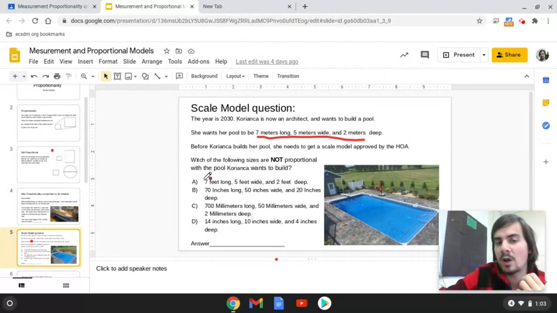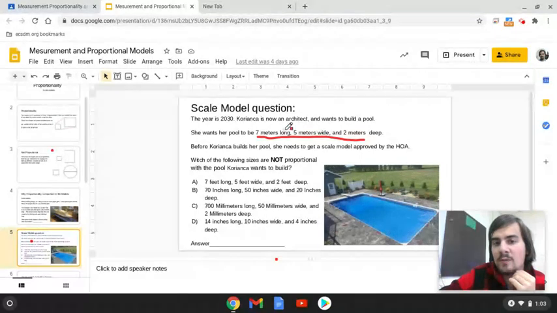So that's our model. Our scale model of this 7 meter, 5 meter, 2 meter pool would be a 7 by 5 by 2. I'm gonna use this convention. Instead of saying 7 meters long, 5 meters wide, and 2 meters deep, I'm gonna say 7 by 5 by 2. It's just a faster way to say it. It's a common way to say how wide, long, and deep, or tall, or high something is. So our original one was 7 by 5 by 2 meters. This one is 7 by 5 by 2 feet.